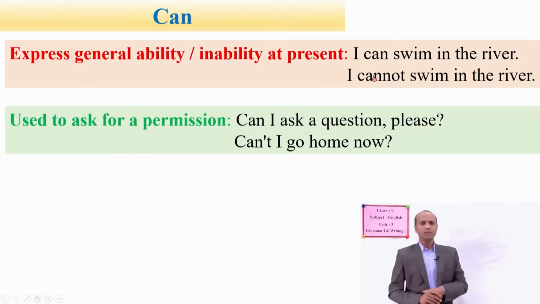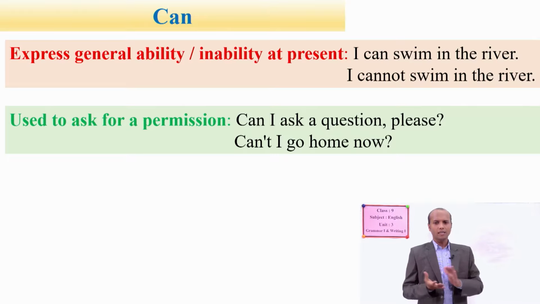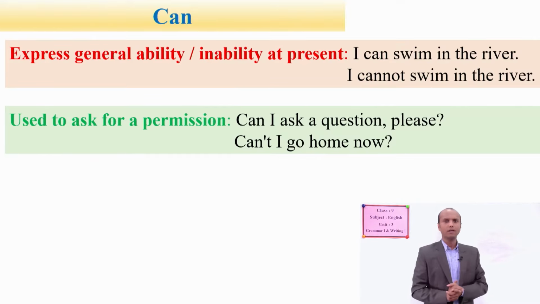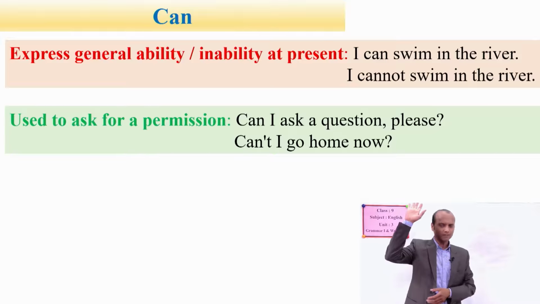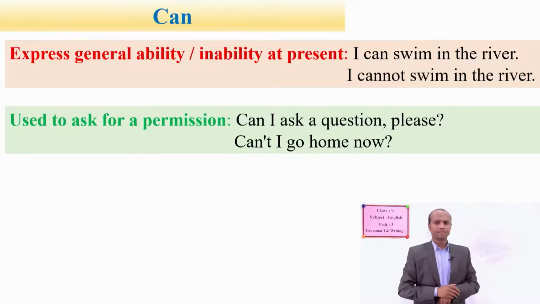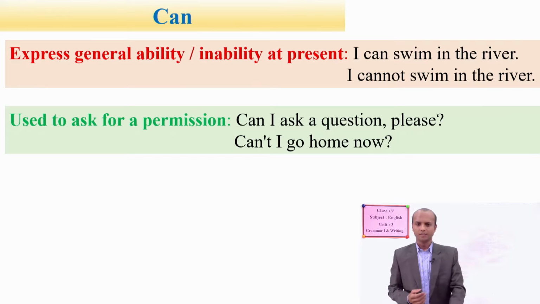Next use is, it is used to ask for a permission. For example, can I ask you a question? Or you can add please as well, as you see there on the screen. Can I ask a question, please? You raise your hand, okay, and speak like this. Can I ask a question, please? Or you can say, can't I go home now? So these are answered either yes or no, but they are used for asking for permission. Clear? Good.